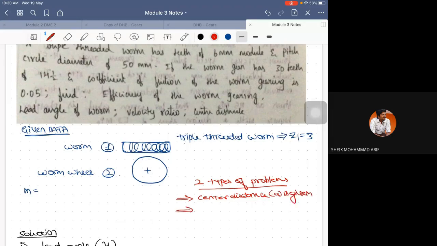And the second type is where your center distance is not given. Either the center distance is given, is known, or it's not known. Based on that, you have to make a few modifications in your problem. We shall see one by one.